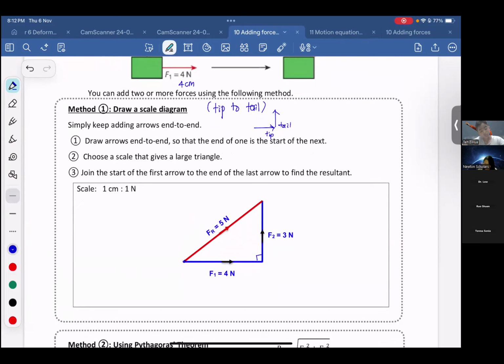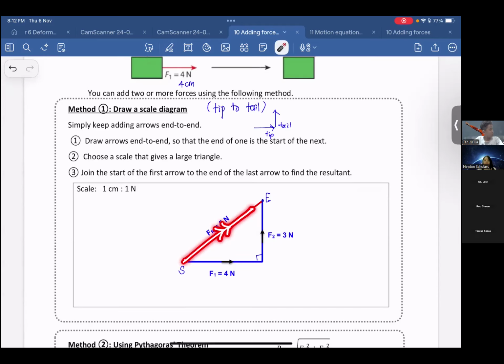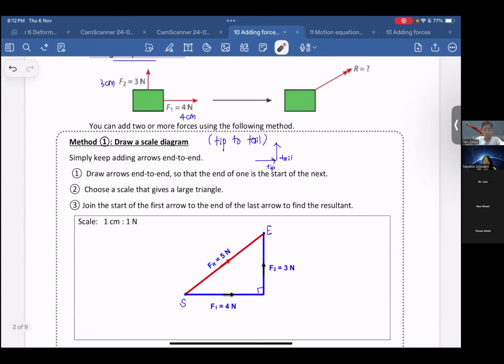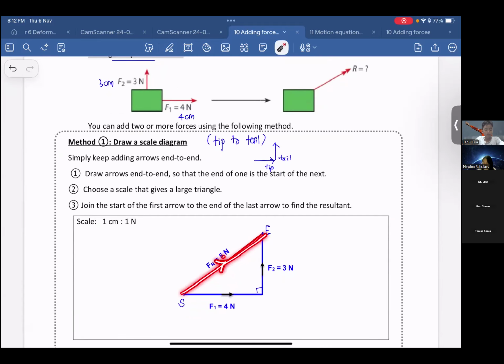This is the start of the force. Here is the end of my force. What is my resultant force? My resultant force is from the start to the end. This is my resultant force, the red color here. If you use a ruler to measure this line, you will find that this line gives you 5 cm. 5 cm represents that my resultant force is 5 Newton. So this is called a scale diagram.